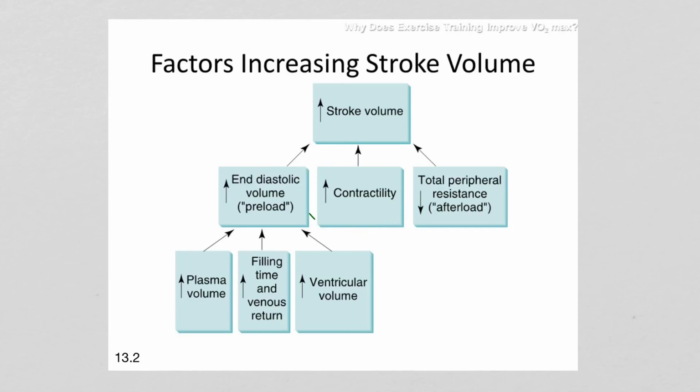The final factor that will impact stroke volume is total peripheral resistance, or the afterload. After a period of endurance training, one of the adaptations is that there will be less sympathetic vasoconstriction on arterioles, and so your overall resistance is going to go down a little bit. And so that will enhance the ejection of blood into the aorta. So all of these adaptations will serve to increase stroke volume and therefore maximum cardiac output after a period of endurance training.